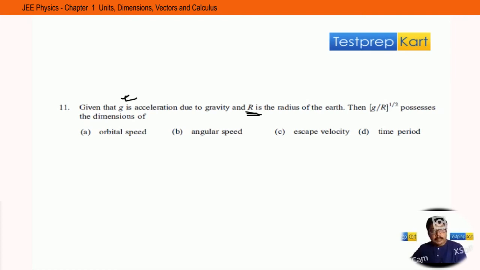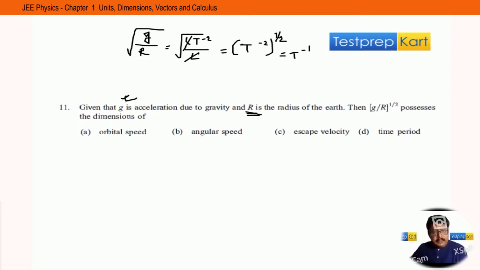See, here the formula is g by r. g means L t to the power -2 and r is L, right? So L and L cancel. t to the power -2 whole to the power half, so the answer should be t to the power -1. So its dimension is t to the power -1. Now we need to check one by one.